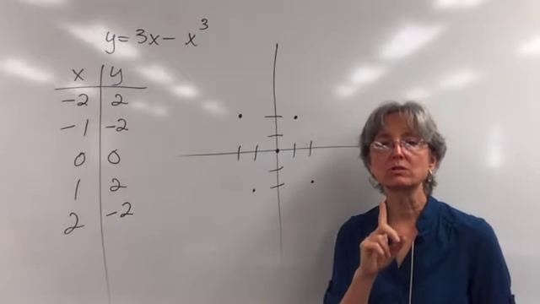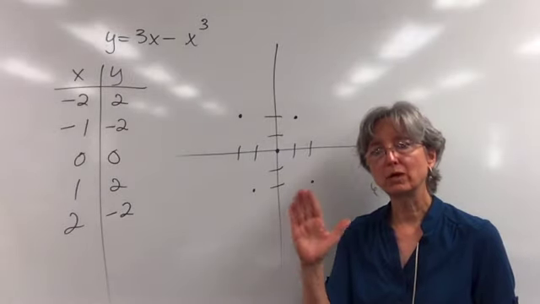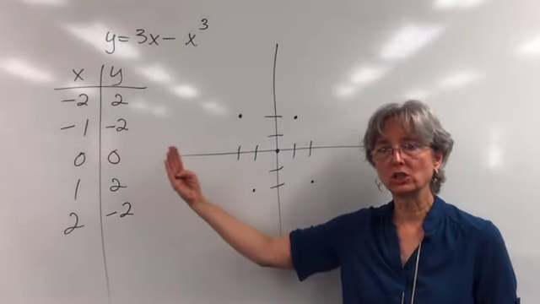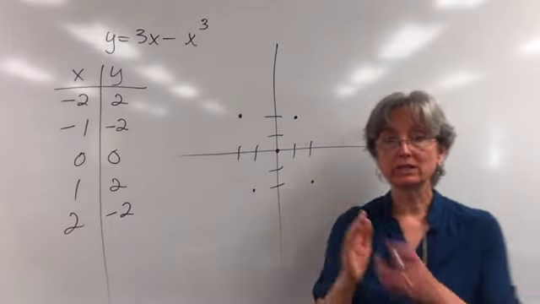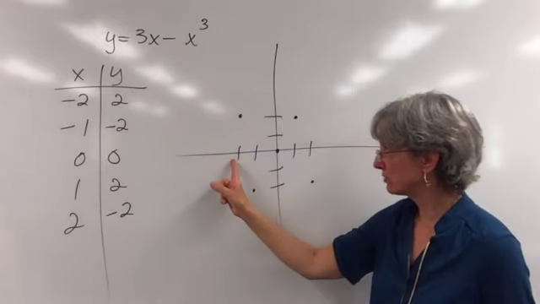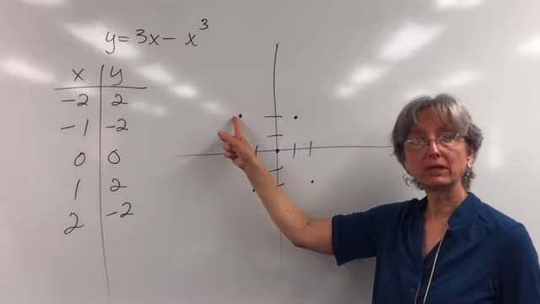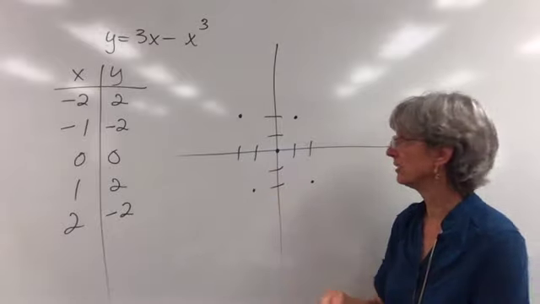This is where students make their biggest mistake. When you connect from point to point, always go along the x-axis from left to right. Remember, we're expecting a line with a negative slope. And our first point here at -2 is up here. Our next point at -1 is down here.